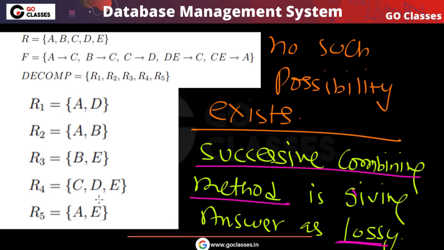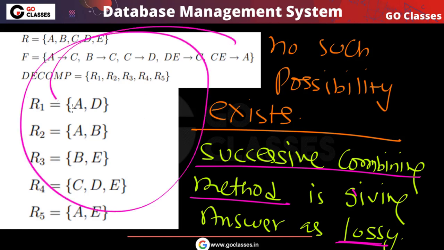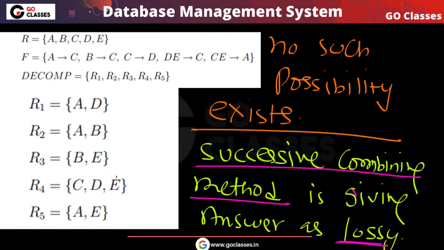That is the reason I have taken this example, so that you can see that this successive combining method is wrong. This successive combining method is only one way. If this method tells you that the answer is lossless, then the answer will be lossless. But if this method tells you the answer is lossy, then the answer may or may not be lossless. So remember this point.